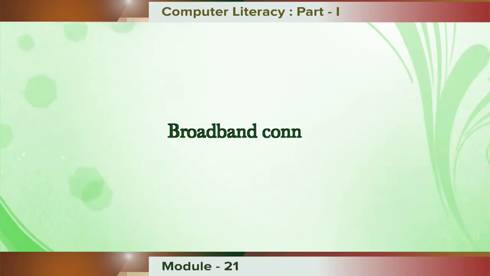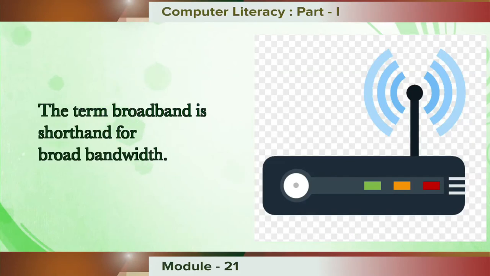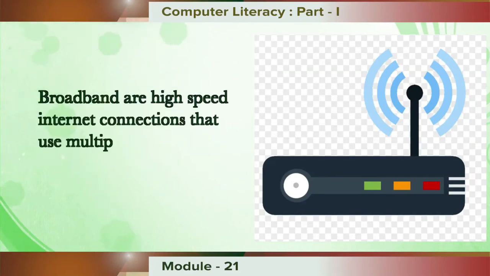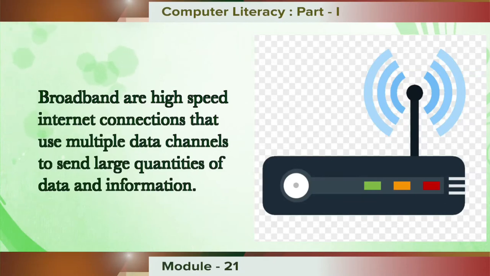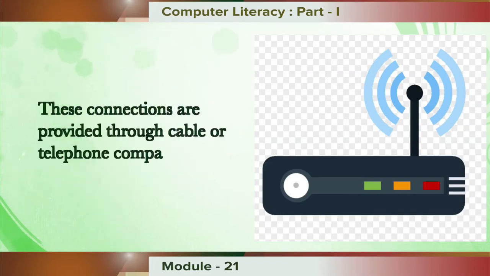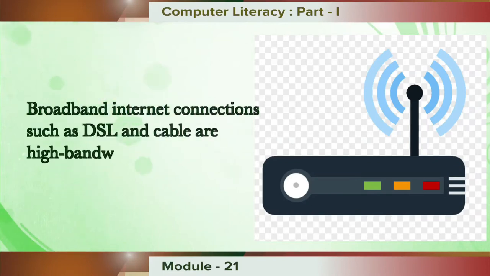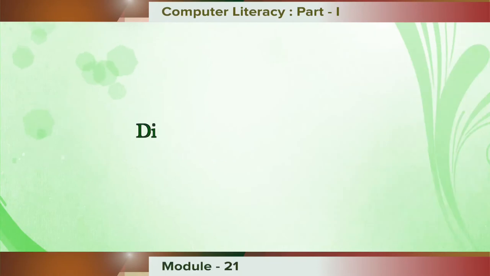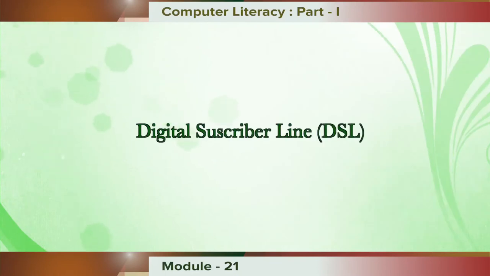Now, let us look at another way in which we can get access to the internet. So, the next way is broadband. The term broadband is shorthand for broad bandwidth. Broadband are high-speed internet connections that use multiple data channels to send large quantities of data and information. These connections are provided through cable or through telephone companies. Broadband internet connections such as DSL and cable are high-bandwidth connections. Another way to get access to the internet is through digital subscriber line or DSL.